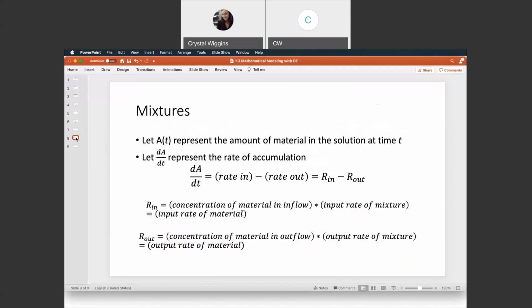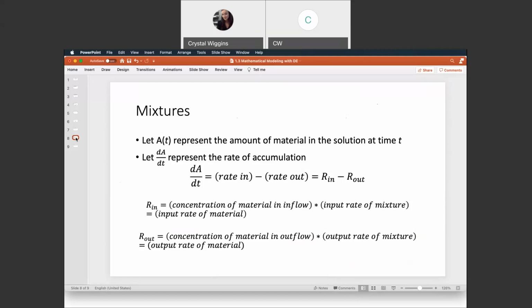Last example we're going to talk about today is the mixtures, which are a bit more complicated, but again, we're just setting up at this time. So A of T is going to represent the amount of material in a solution, whether it be salt or peroxide or whatever we're adding to a particular solution, whatever mixture we're making, hydrochloric acid, at some specific time T.